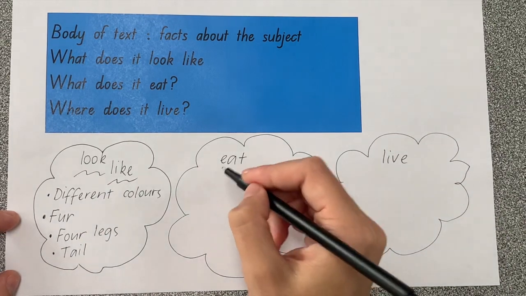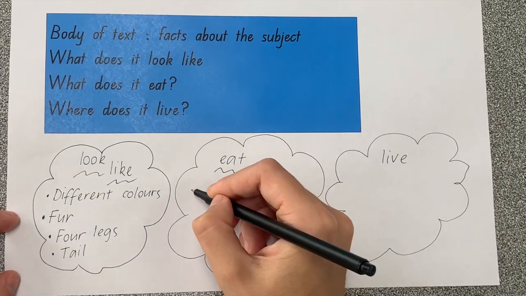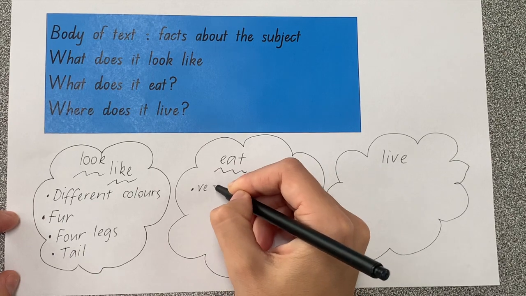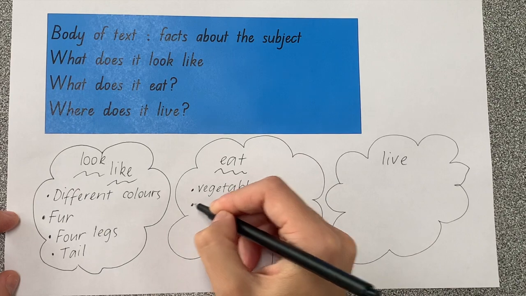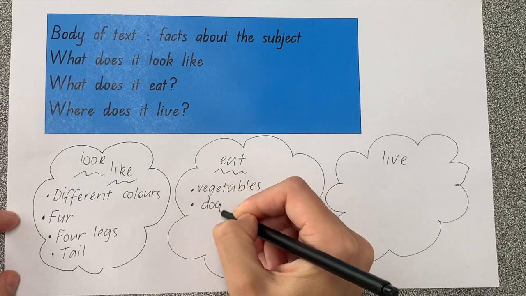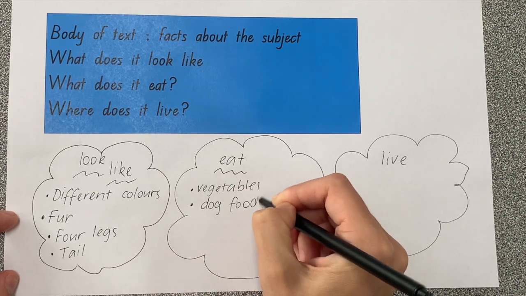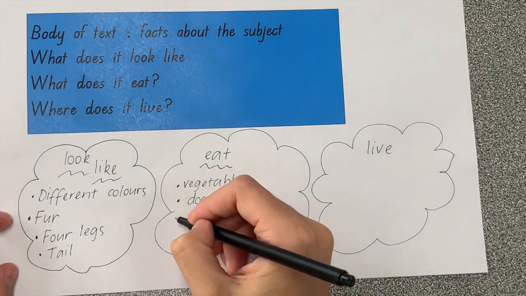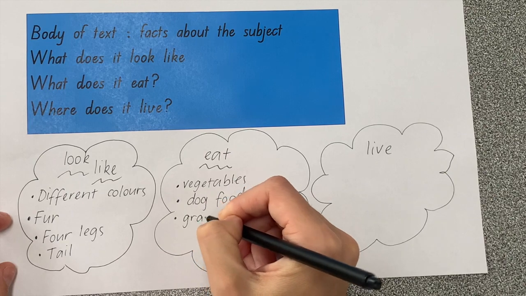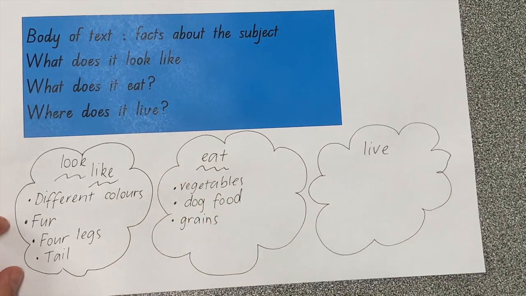Now we move on to the second bubble, and that is, what does it eat? What does a dog eat? This one's a bit tricky because everyone's dogs eat different foods. So I did some research and I found out that dogs eat vegetables. Sometimes dogs eat dog food. Some dogs eat grains or meat.